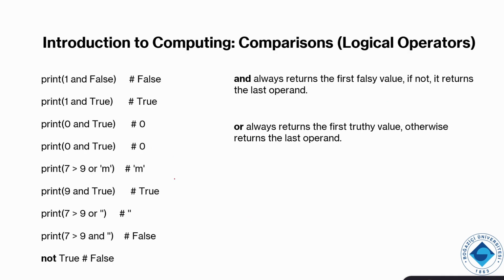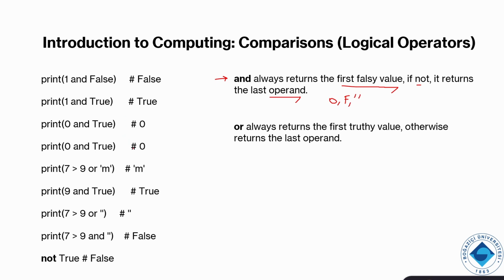And the last rule, and I want to draw your attention here a little bit. In the AND operator, it always returns the first false value. If there is none, it returns the last operand. Let me explain. What is a false value? A false value means like 0, false, and an empty string.